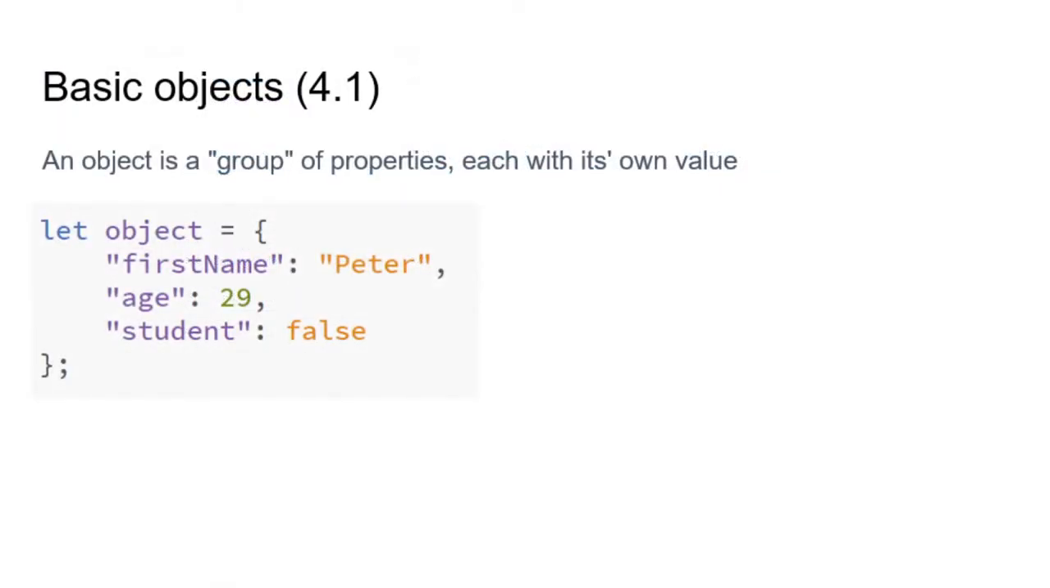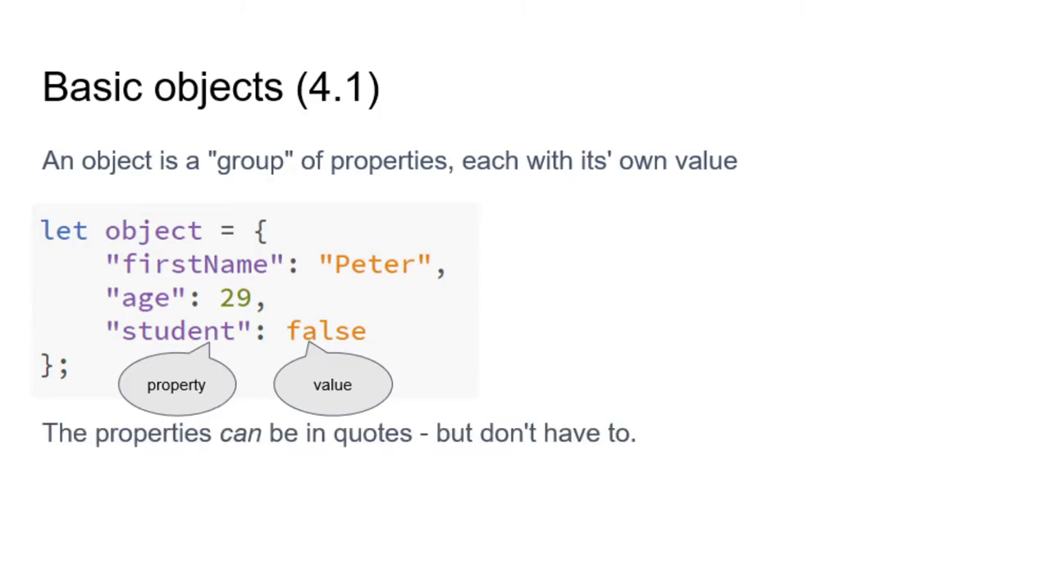So, basics. An object is a group of properties, each with its own value. Here we have an example of an object called object, really bad name by the way, and it has 3 properties. And each property has a value, like property, value.